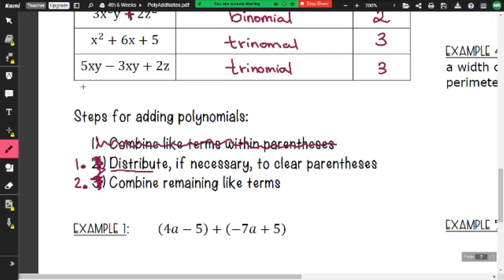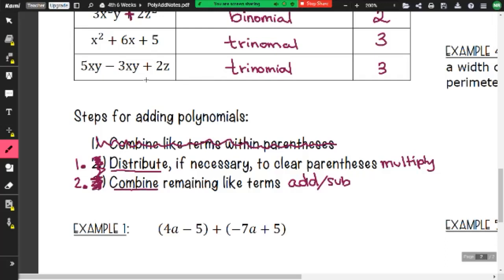What does it mean to distribute? To multiply. And then we combine. What does it mean to combine? Add or subtract. Okay? Just like the steps that we use to simplify the laws of exponents, first you want to multiply if you can, and then you add or subtract. In this case, we're going to be multiplying to get rid of the parentheses.